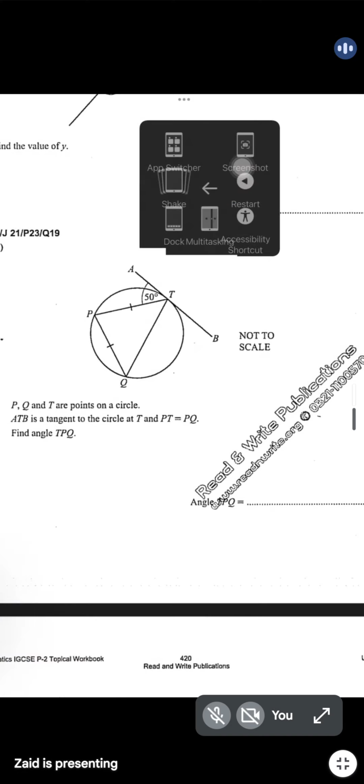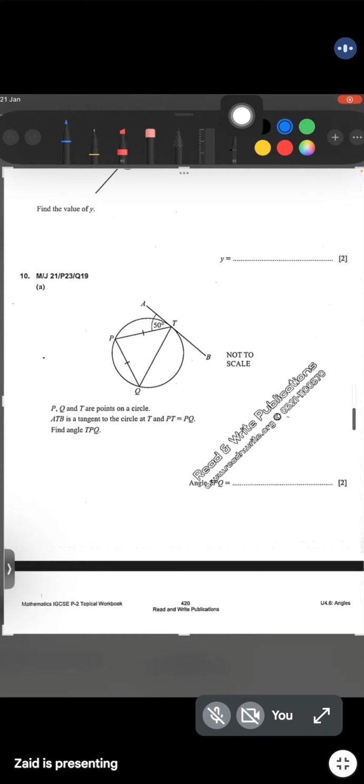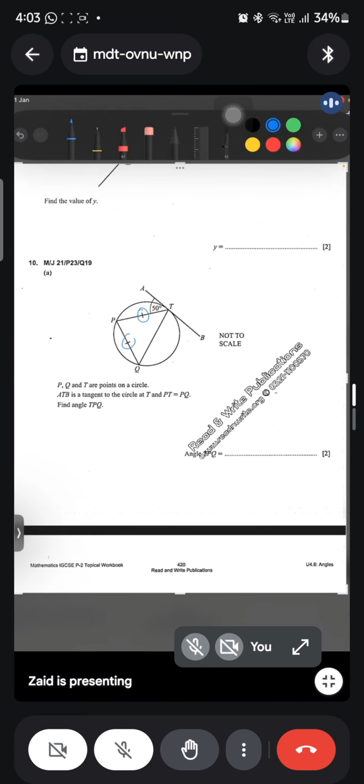Okay, let's try to find out the value of angle TPQ. The straight dashed lines mean the two sides are equal in length. Just remember, whenever they give you sides like this, this side and this side are equal. If the sides are equal, then the angles opposite to the sides are also equal. So you need to remember this.